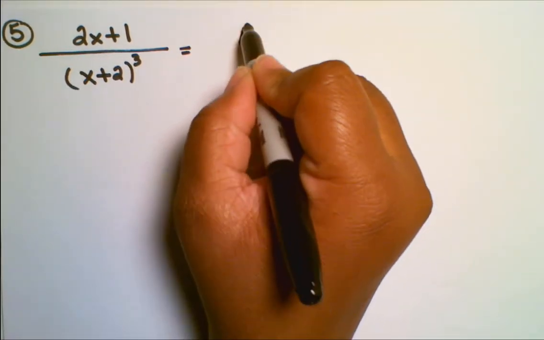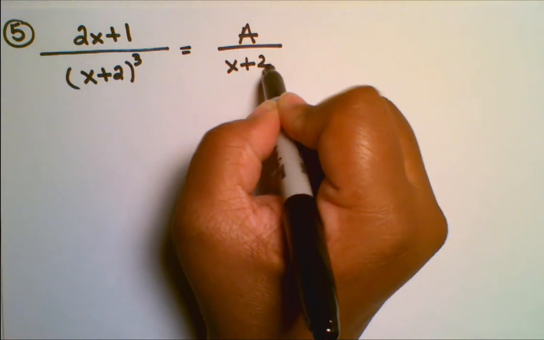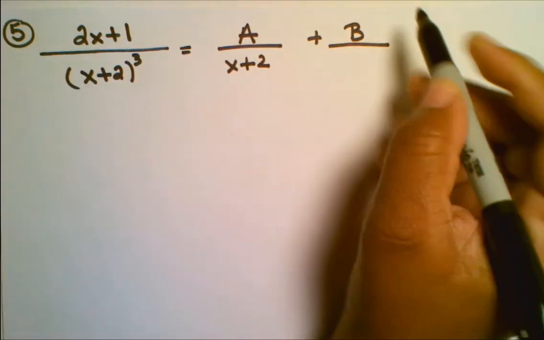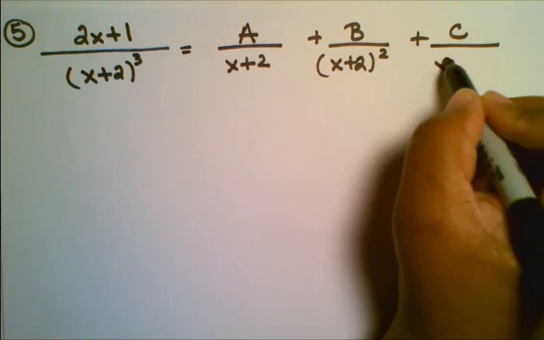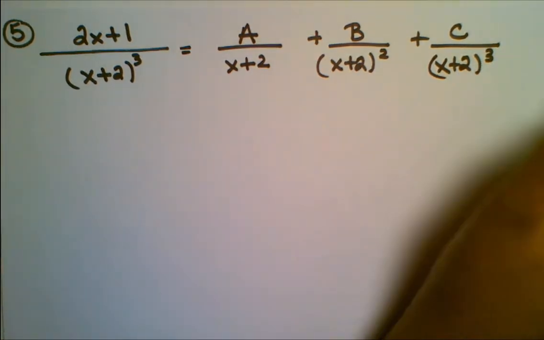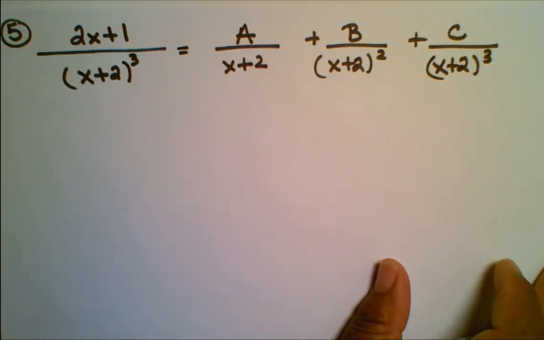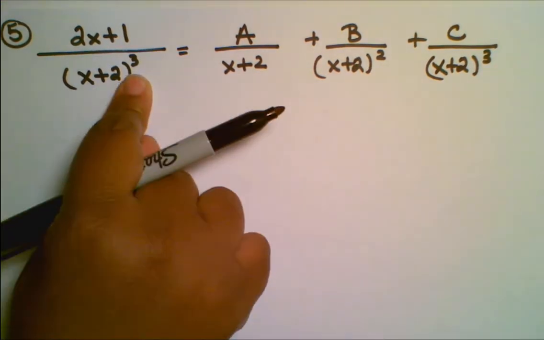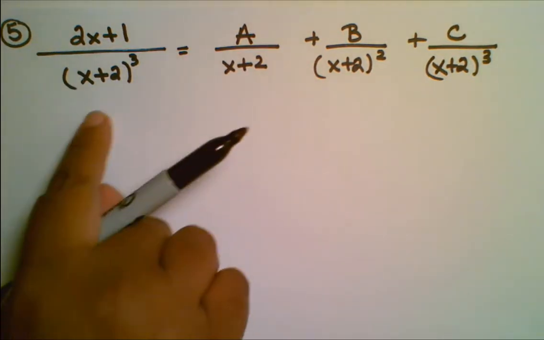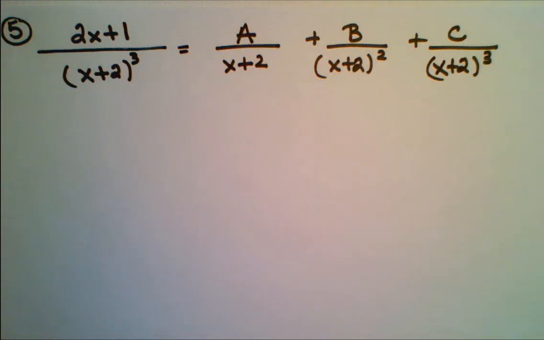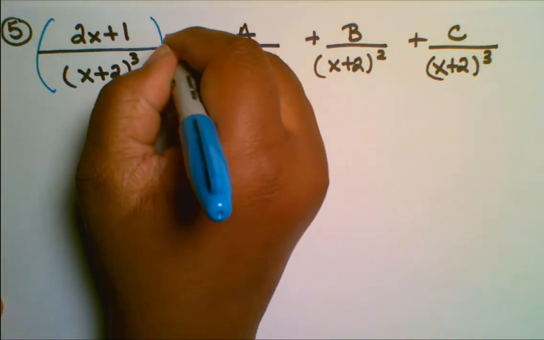you're saying A over (x + 2) plus B over (x + 2) squared plus C over (x + 2) cubed, for each exponent from 1 up to that power. So then let's eliminate the denominator by finding the LCD. The LCD here is the quantity (x + 2) cubed. So we're going to multiply that on both sides.